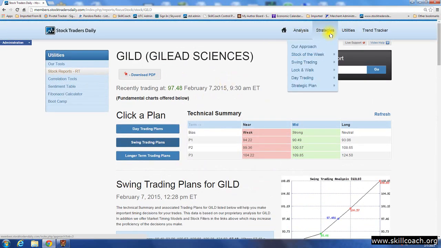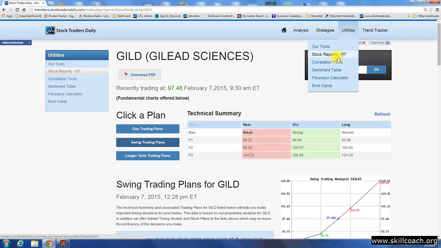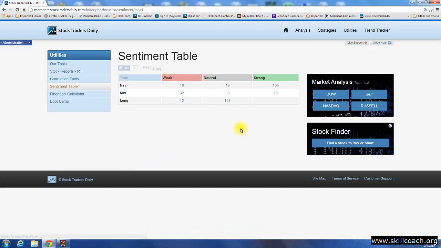Now, the sentiment table can be used in a couple different ways. I'm sure you can probably even find a different way to use it as well. But I like to use it as either an indication of being overbought or oversold, and also to identify the stocks that are bucking the trend.